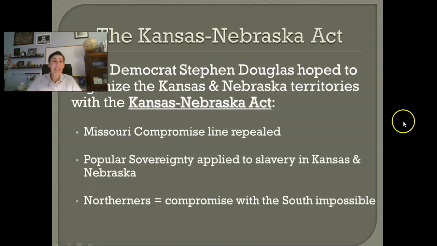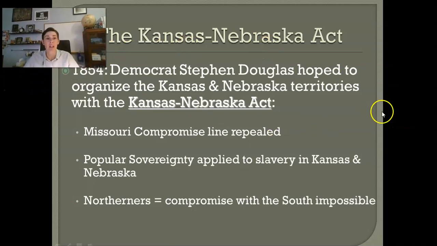So, in 1854, Democrat Stephen Douglas hoped to organize the Kansas-Nebraska territories with that act. The Missouri Compromise line was repealed, popular sovereignty was applied, and Northerners believed compromise with the South was impossible. So Kansas and Nebraska was a major cause of the Civil War because open, violent, bloody hostilities just opened up, and this was the first time that it happened on such a large scale. This is going to prove a tipping point in pushing the country to war.